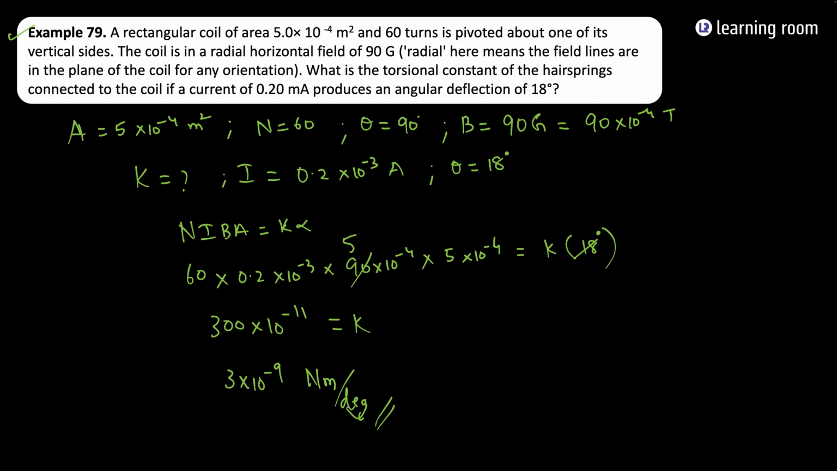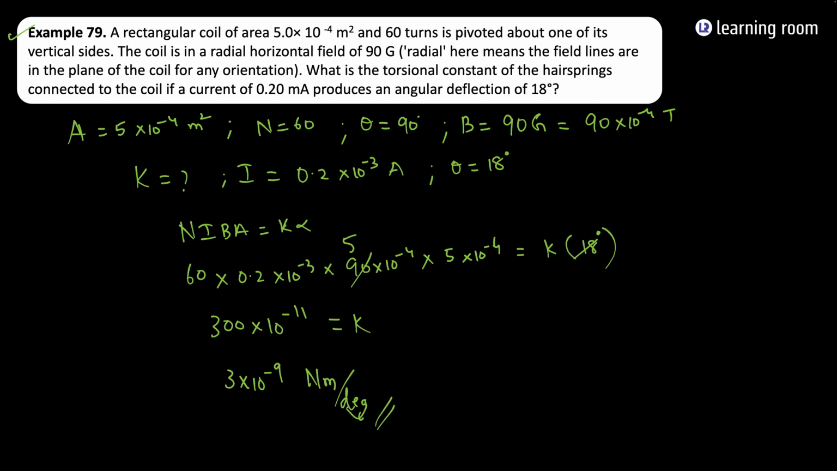N stands for number of turns. I stands for current. B stands for magnetic field, A stands for area. K stands for torsional constant. Alpha stands for the angle. The alpha value can either be given in terms of divisions or degree. In this problem, it is given in terms of degree. That is why I directly wrote it. I didn't convert it to divisions.